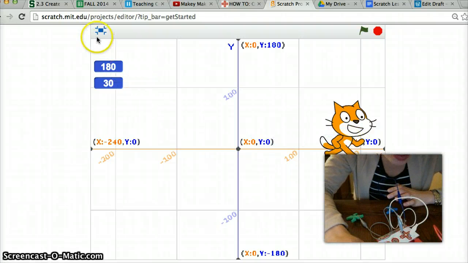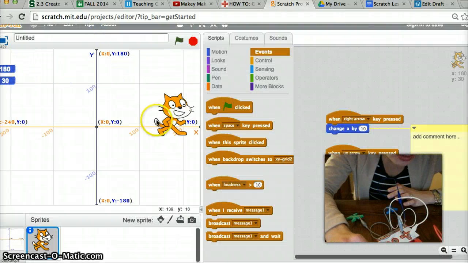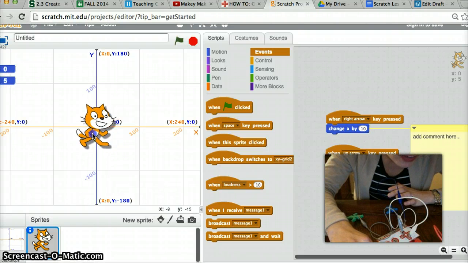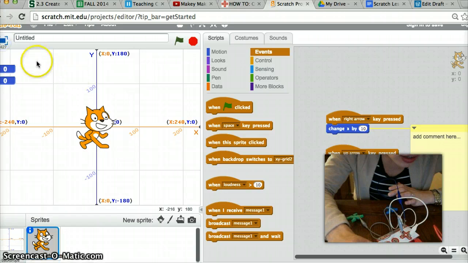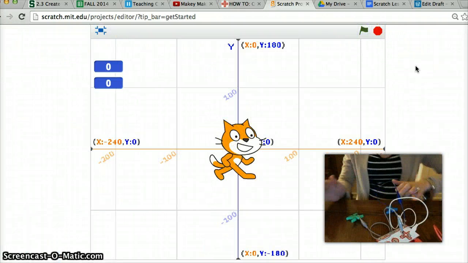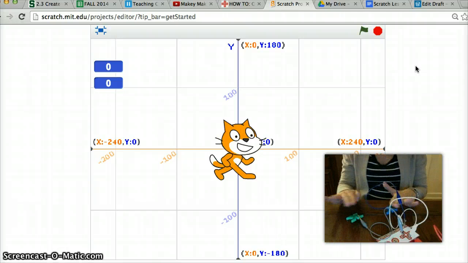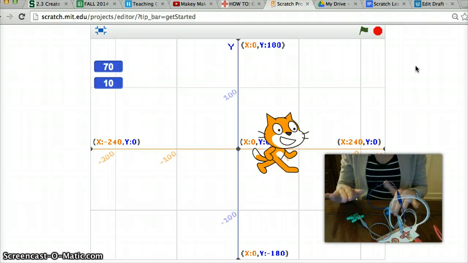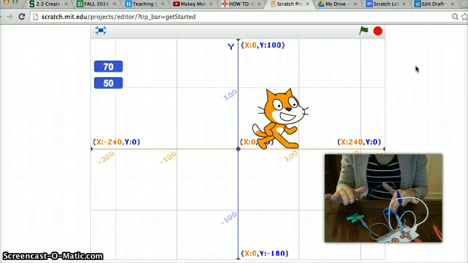So this website has been kind of confusing to get used to. It might be a little over my head, but it's working for now. So I'm going to start the cat at 0, 0, and you can see where it's at on the top left of the screen. It tells you there's 0, 0 right there. And if I start it, I can move him across by pushing the x-axis and the y-axis to move him up.